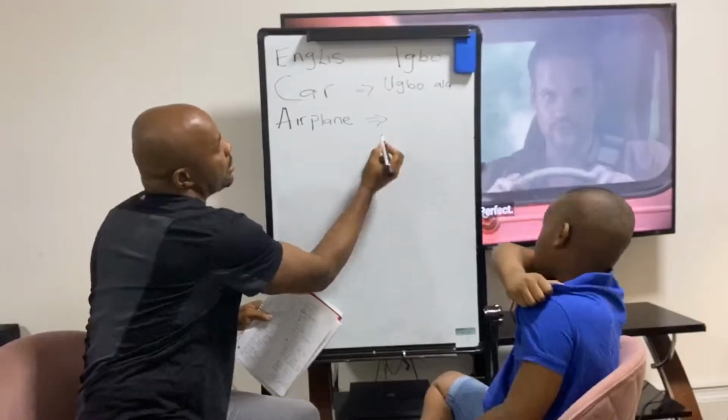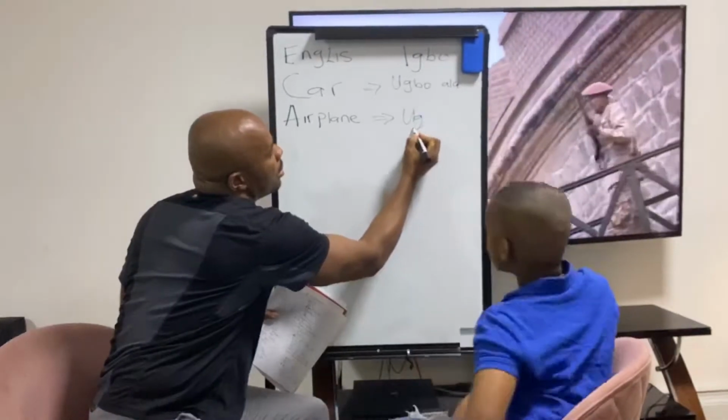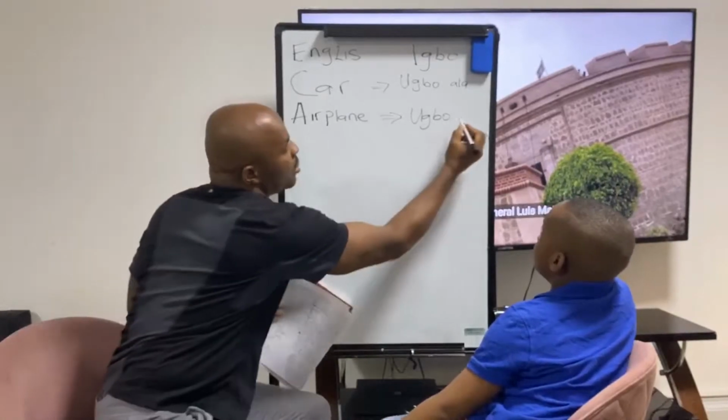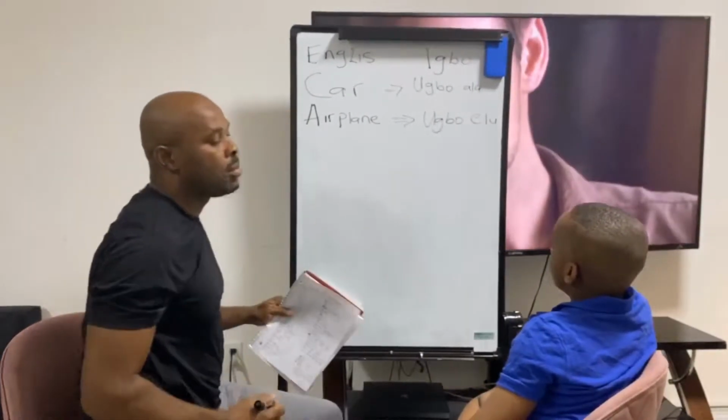Airplane. In Igbo, it means obo, but you say elu. Obo elu.